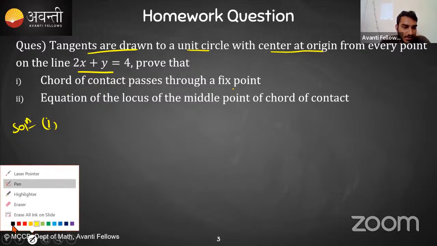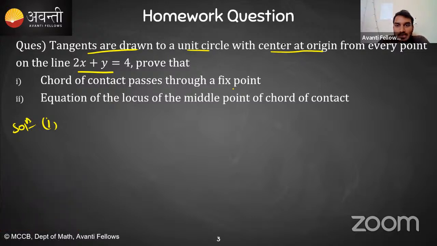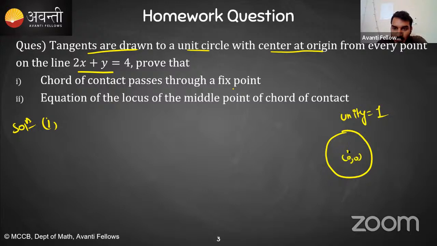As you know, there is a circle whose center is origin and radius is 1. Let's say this is a circle whose center is 0 comma 0 and radius is 1. So how can we write the equation of the circle? x square plus y square is equal to 1. Okay, so the question is saying that there is a line 2x plus y is equal to 4.